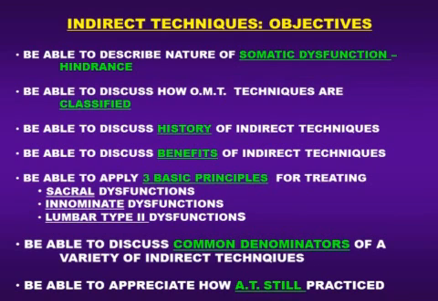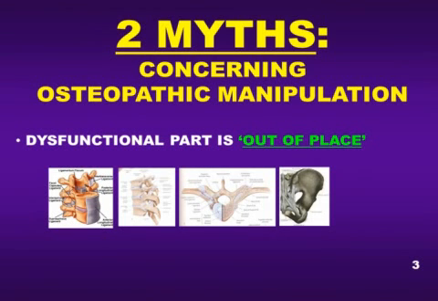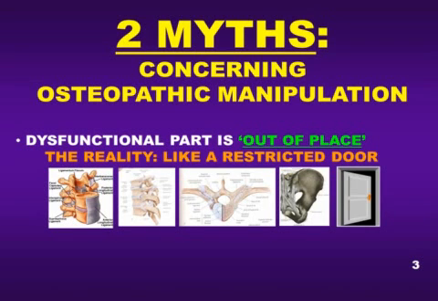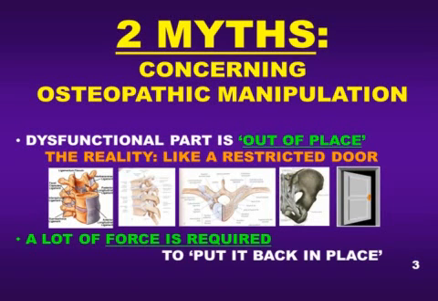Now, there are two basic myths concerning osteopathic manipulation. One is that the dysfunctional part is out of place. But if you look at these slides of the vertebra, ribs, and the sacrum, they're dense ligamentous structures. And obviously, those structures do not get out of place. A better analogy is that the dysfunction is like a door that's restricted, and therefore it can't completely open or close. But it's not out of place.